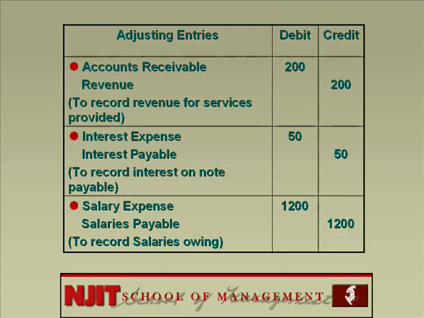Now what I want you to do is prepare an adjusted trial balance. Close up each account and do a trial balance. Stop right now and do your trial balance. Take as long as you need.